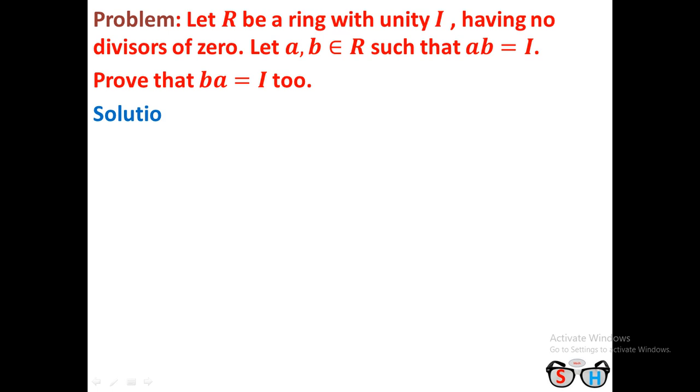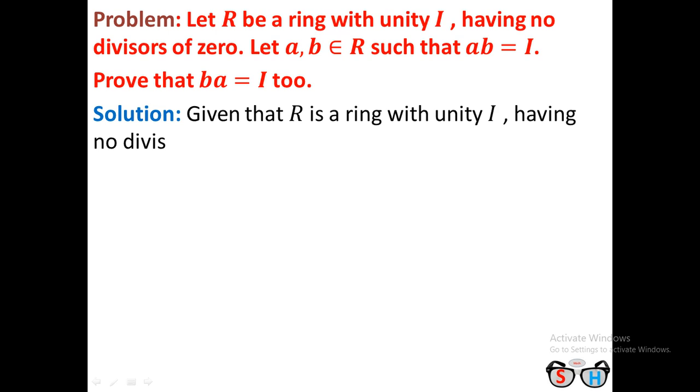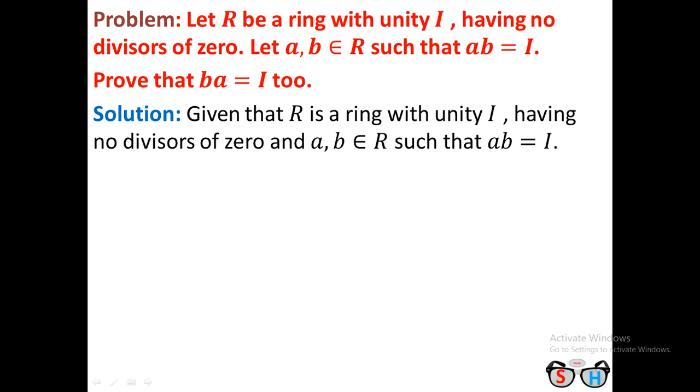Here it is given that R is a ring with unity having no divisor of 0 and A, B belong to R such that AB equal to I. We have to prove that BA equal to I. What will be the procedure? Here you have to prove that BA equal to I, that means BA − I equal to 0. If we can prove A·(BA − I) equal to 0, then we can conclude that BA − I equal to 0.